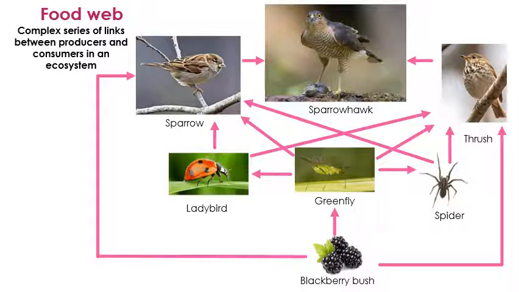A food web, however, is a complex series of links between producers and consumers in the ecosystem. A food web shows a network of interconnected food chains. As you can see, there is the simple food chain, which was seen previously, of the blackberry bush, greenfly and sparrow. But there are a lot of other organisms which also link with these organisms as well. If there is a change in the population of one organism within the food web, it will have an effect on the population of other organisms. This is called interdependence.